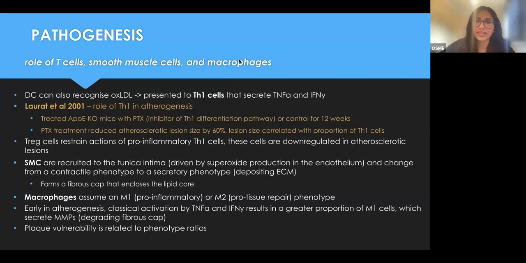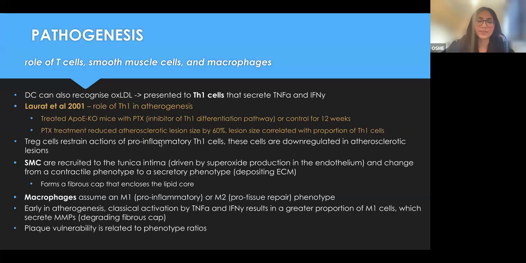So again, this is another study where they're showing just the role of these cells in atherogenesis. And you can look it up in your own time, but essentially they treated these cells with an inhibitor of differentiation to Th1. And they found that that reduced the size of the lesion. So you could suggest in an essay that reducing polarization of T cells towards the Th1 phenotype might influence atherosclerosis pathogenesis.